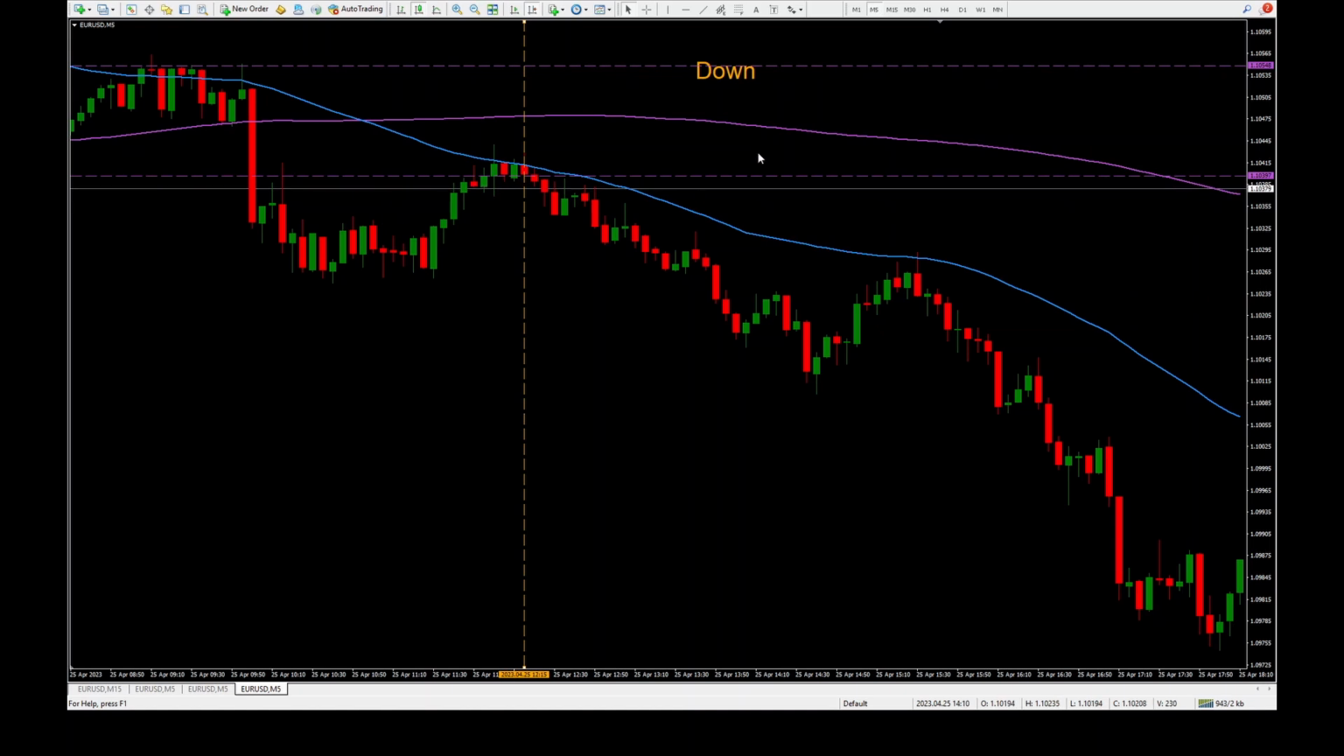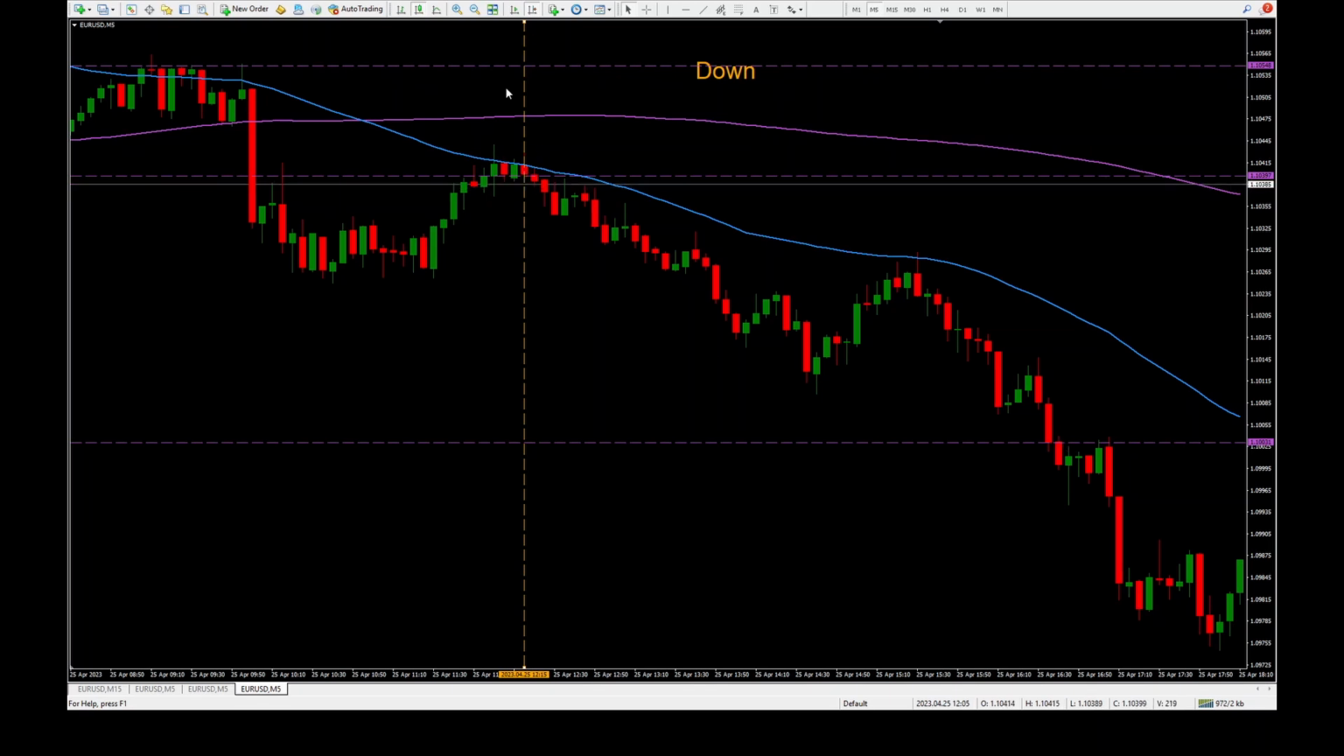On the other hand, if the price hits the 50 SMA and bounces off it, it can also be seen as a potential entry point. This is because the 50-day SMA is often seen as a significant support or resistance level in the market, and a bounce off this level can indicate a potential reversal in the price trend.